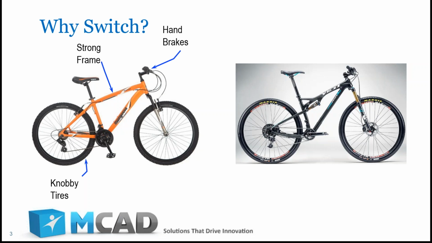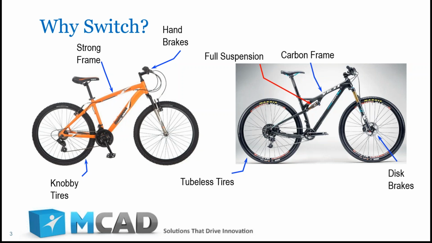But the bike on the right is going to take those aspects and just do them better. We'll have a carbon frame to make it still strong but lighter. Keep those knobby tires, but now I'll make them tubeless, so they're going to be faster and lighter. And then disc brakes give us even better control, better stopping power. Then let's add something that doesn't exist at all on the bike on the left. We'll add full suspension. So we take these improvements and we take some things that are totally new.